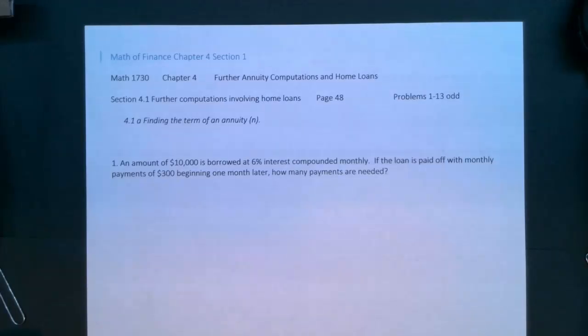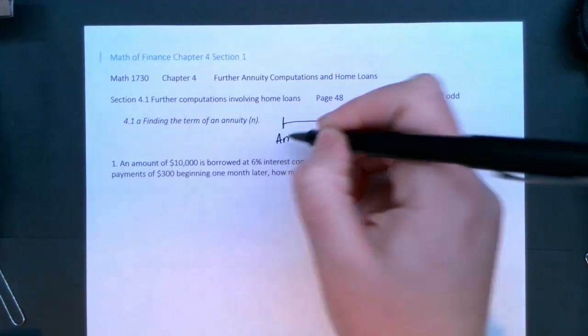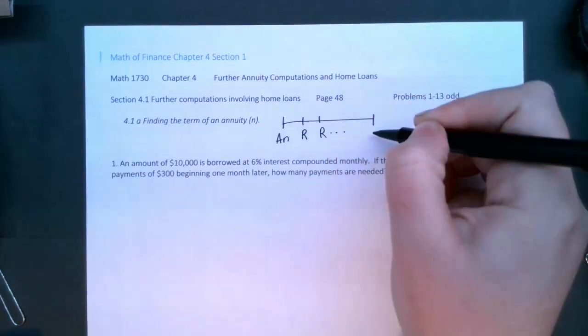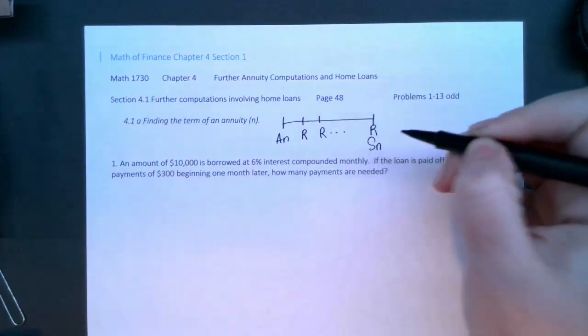So the first piece of this is finding the term of an annuity. Remember before when we were looking at this, we had just our basic annuity timeline. We have A sub n here. Regular payments start 1 period later. We have n payments, and then at the time of the last payment, that's our S sub n.